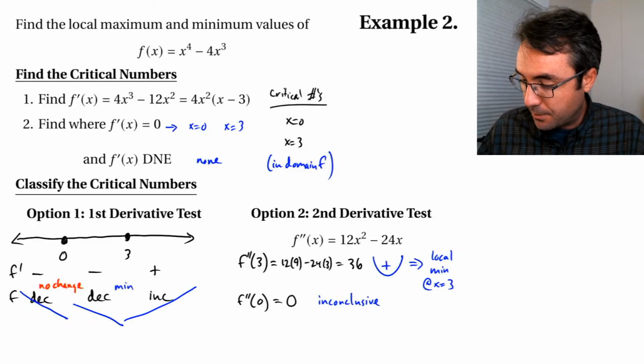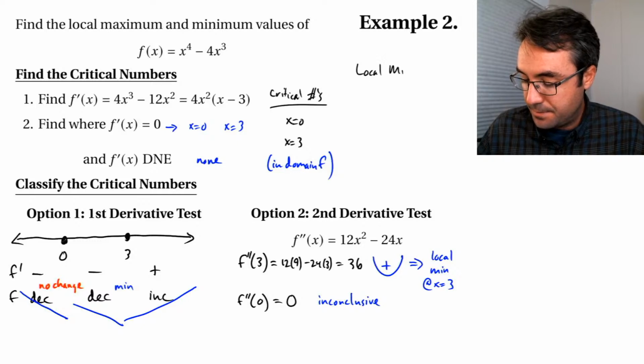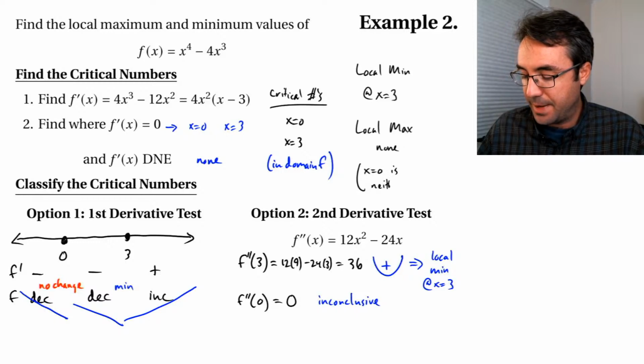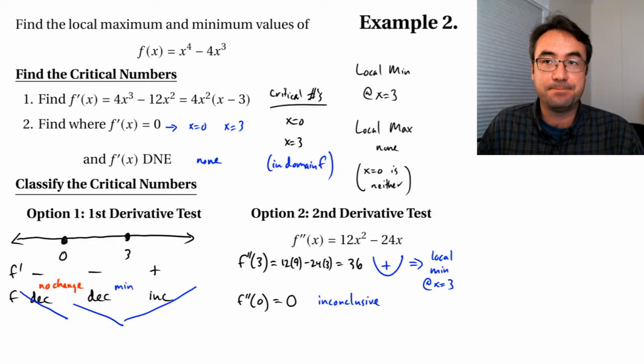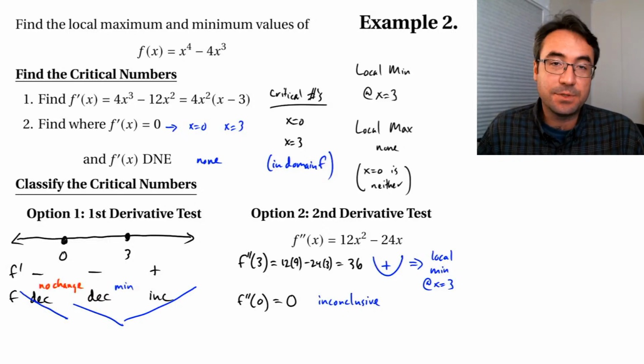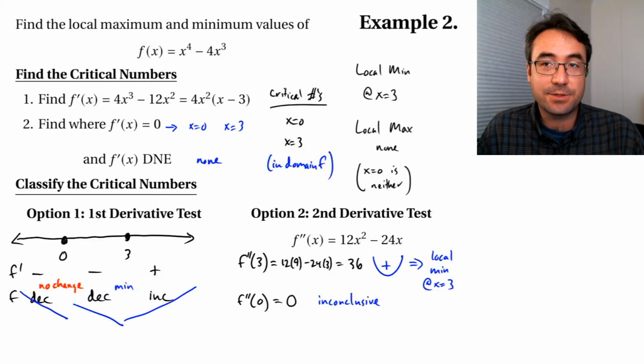So to summarize our results, we found that we have a local min at x equals 3, and then there is no local max. And we just note that at x equals 0, it's neither. It's not a max, nor is it a min. So there's no local max. X equals 0 is a critical number, but it's not a max or a min.